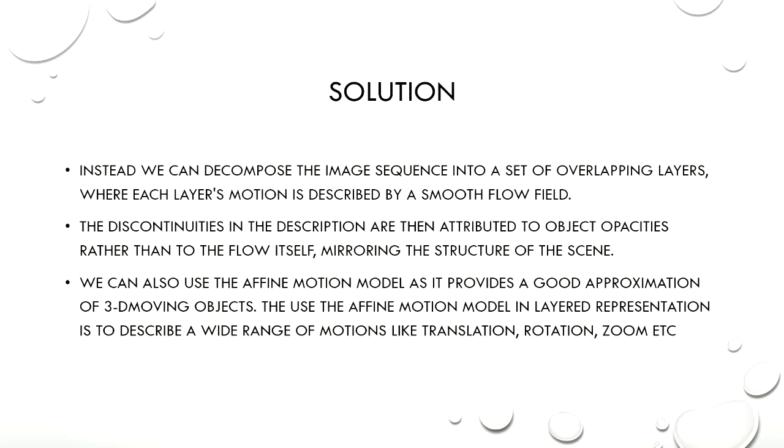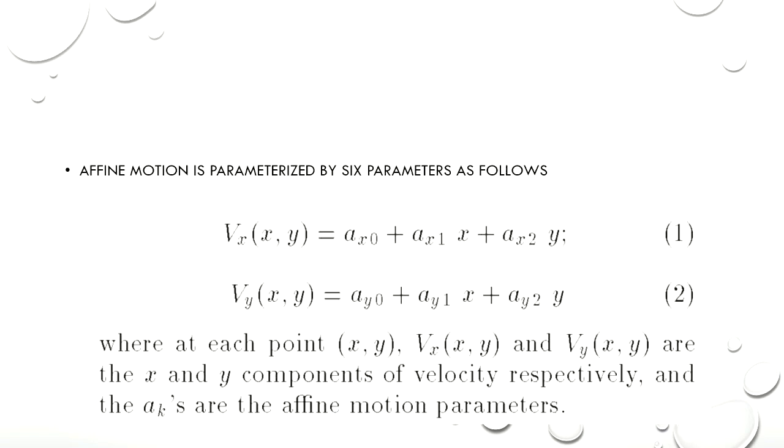So here's another solution: to come up with a smooth flow field and analyze a wide range of motions like translation, rotation, and zoom. So it's a little more difficult than it seems. Here are a few. We define an affine motion, and these are the parameters that it needs to follow. If you're looking more into the mathematics of this, these are two really important equations.